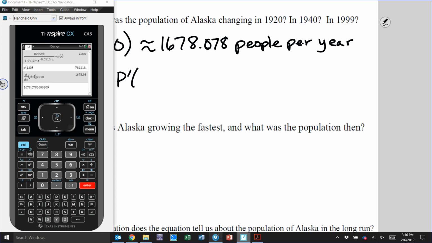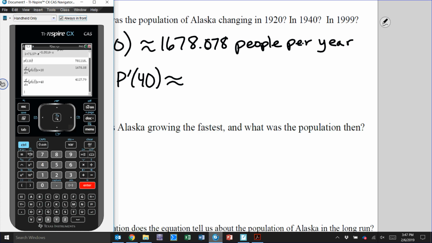If we do P prime of 40, again, already got it stored, but here I can actually just copy this, and then all I have to do, whoops, forgot that I had that other part on there though. Clear that. So now copy this, and then all I have to do is go back here and change that to 40 and hit enter, and I get about 4127. Again, to get my third decimal place, 0.794 or 5. Again, people per year.